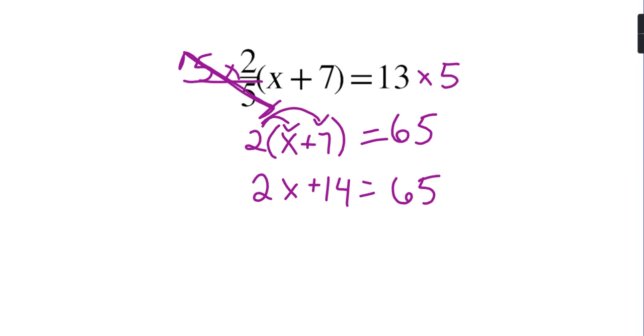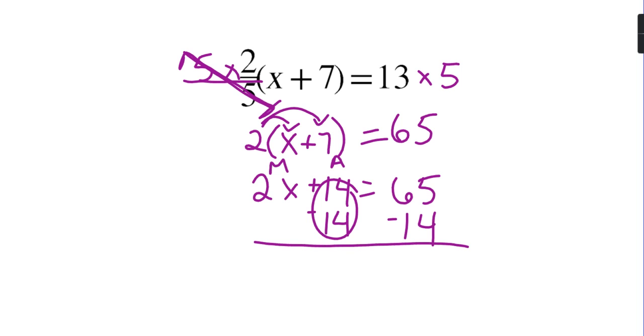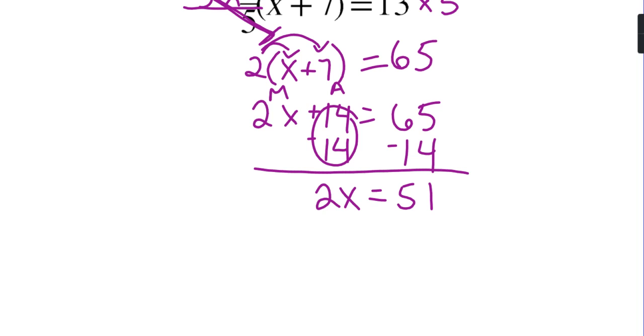Okay, so now I have a two-step equation. X is getting multiplied by 2, and then we're adding 14. Opposite of add, subtract 14 to get 0. Subtract 14 on the other side as well. So now I have 2 multiplied by x on the left. On the right, I'm going to subtract 65 minus 14. 5 minus 4 is 1. 6 minus 1 is 5. So we have 51. Okay, and now we'll divide by 2.